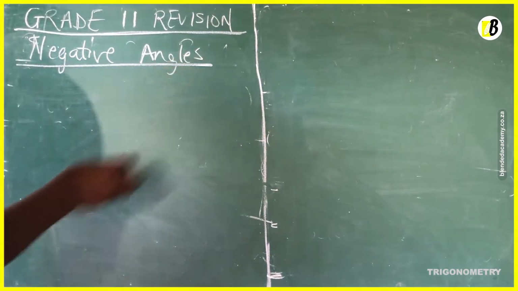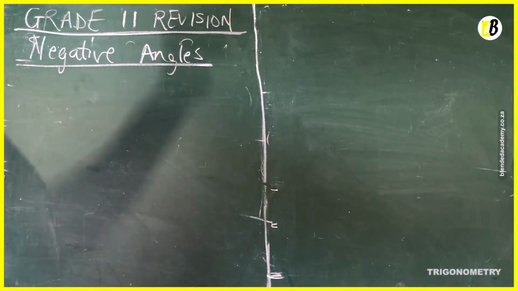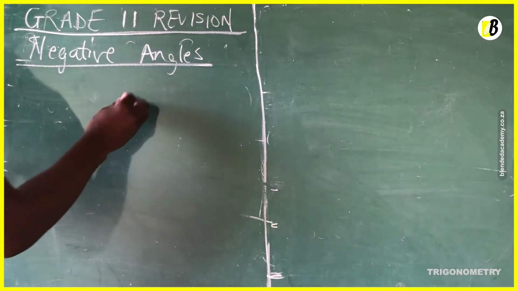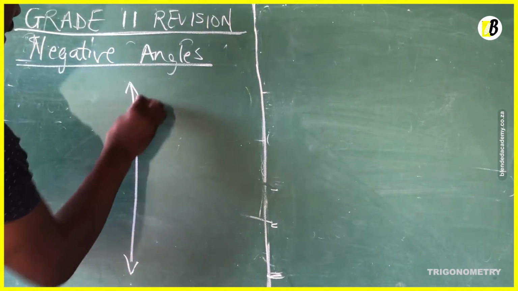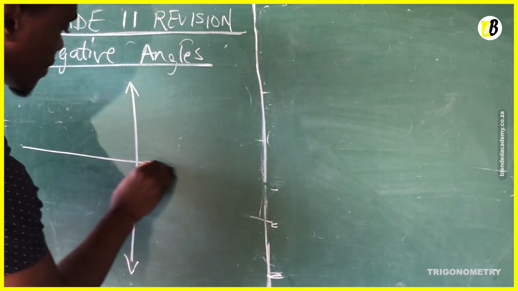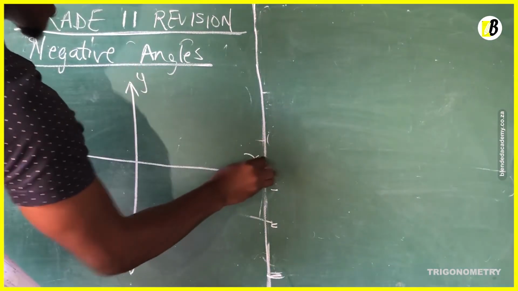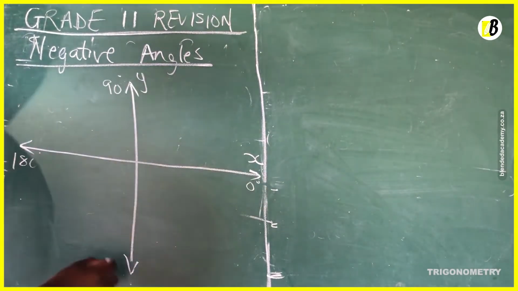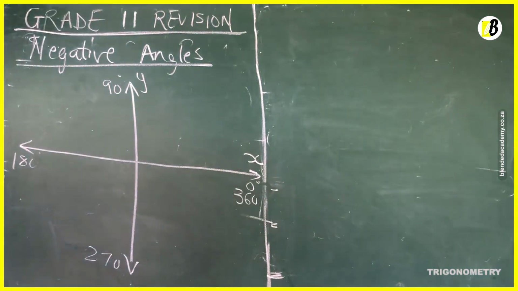So negative angles, you need to know that these are angles that are measured in a clockwise direction from the 0 degrees line. Clockwise direction, those are our negative angles. So let me just draw the Cartesian plane again for you guys. That's where we're going to have our y, our x, and then 0 degrees, 90 degrees, 180 degrees, 270 degrees, and then we're also going to have 360 degrees at that point.